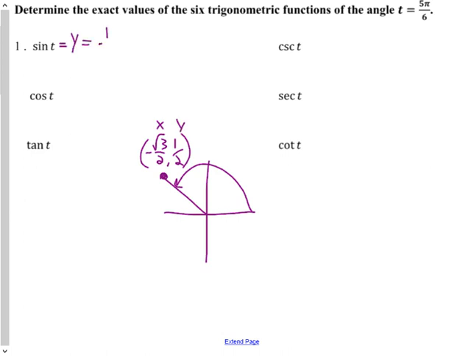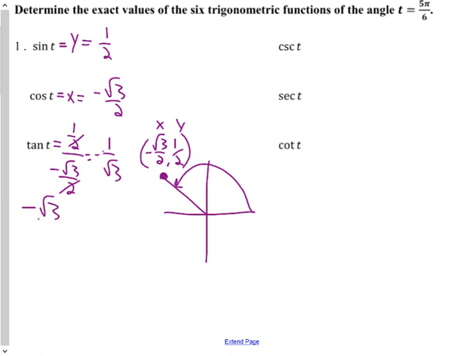Sine is y, so this one's 1/2. Cosine is x, so my answer is negative root 3 over 2. Tangent's y over x, so 1/2 over negative root 3 over 2. The 2's cancel. This is negative 1 over root 3. Simplifying, we're going to get negative root 3 over 3, right? You have to do this, rationalizing the denominator. So there's my tangent value.